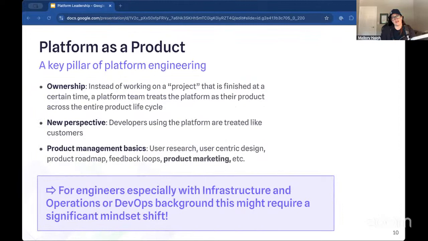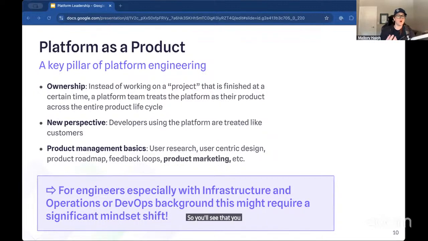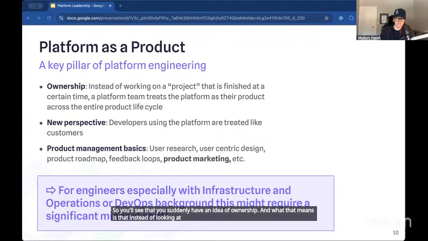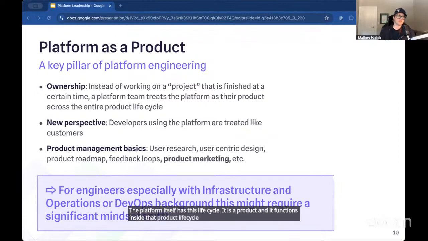When we look at this platform as a product mentality and realize it's a key pillar of platform engineering, there's a couple outcomes that are really critical to understand here and things that you will see as you take on this mindset. So you'll see that you suddenly have an idea of ownership. And what that means is that instead of looking at building the platform like a project that you finish at some point in time, the platform itself has this life cycle. It is a product and it functions inside that product life cycle. So you start small, you scale based on user feedback, and you grow from there.